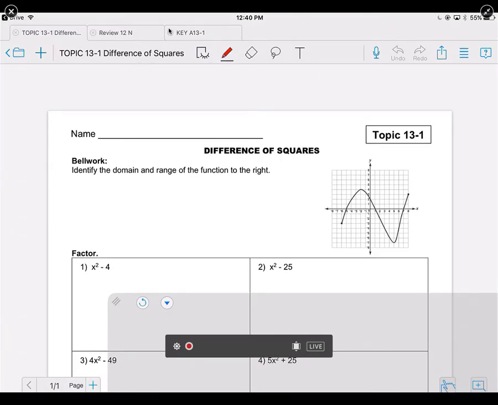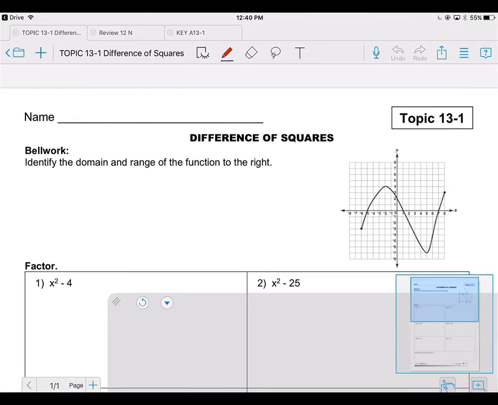This video covers topic 13.1 over differences of squares. So today we are still factoring. We are just looking at specific examples with these factoring problems.